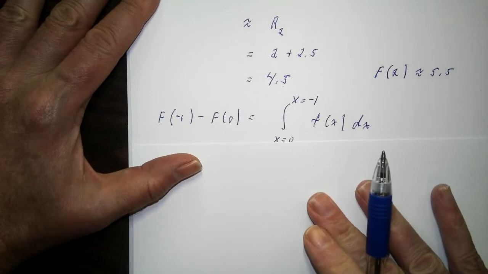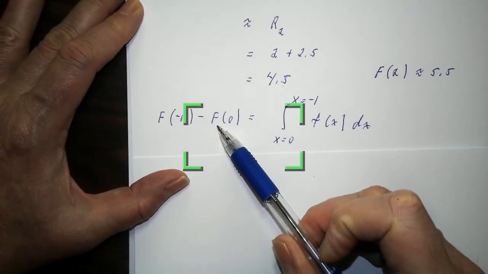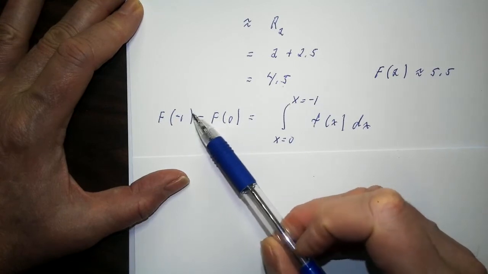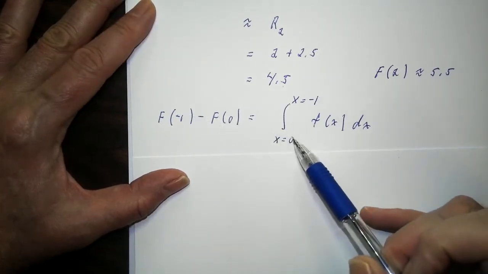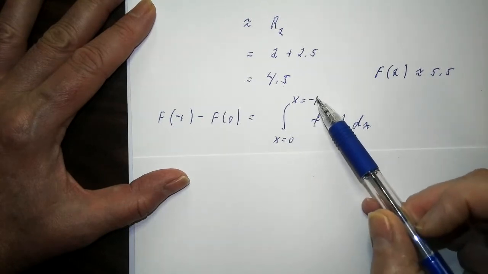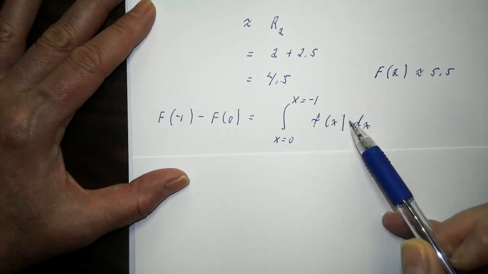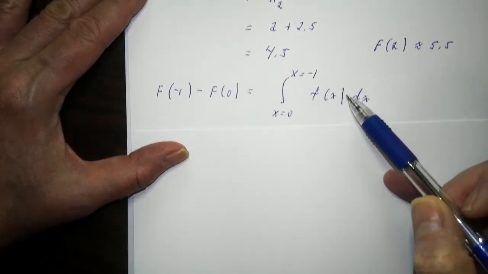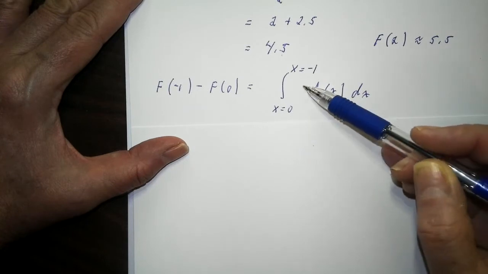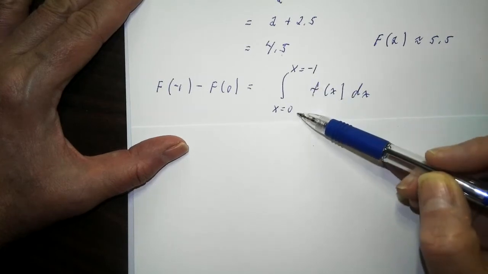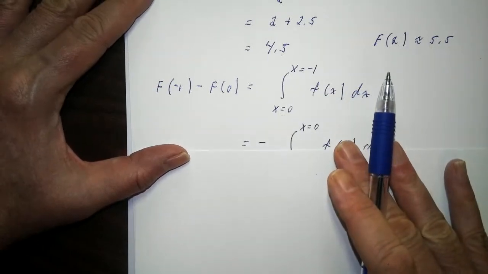Now let's do the same thing. Let's try to estimate capital F of negative 1. By the fundamental theorem of calculus, capital F of negative 1 minus capital F of 0 would be the integral from 0 to negative 1 of little f. And again, we don't have a formula, so we can't compute this, but we can estimate it. Now, the order of integration is unnatural here. We're going from 0 to negative 1. Let's switch it to a natural order where we go from minus 1 to 0 by introducing a negative sign out in front.